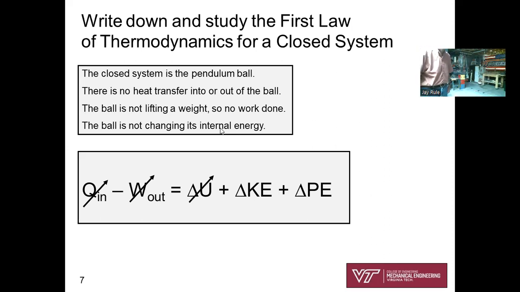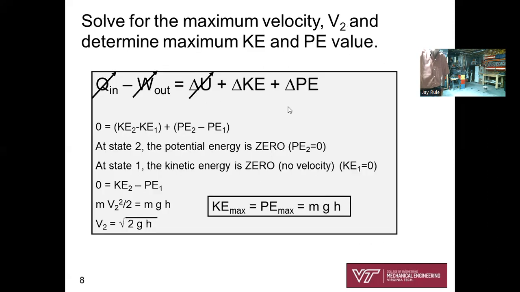Let's write the first law then and see what we get. Q in minus W out equals delta U plus delta KE plus delta potential energy. And look, I've struck all those things out by observation. So delta KE plus delta PE equals 0. Let's put in our nomenclature from our sketch: kinetic energy change, potential energy change.